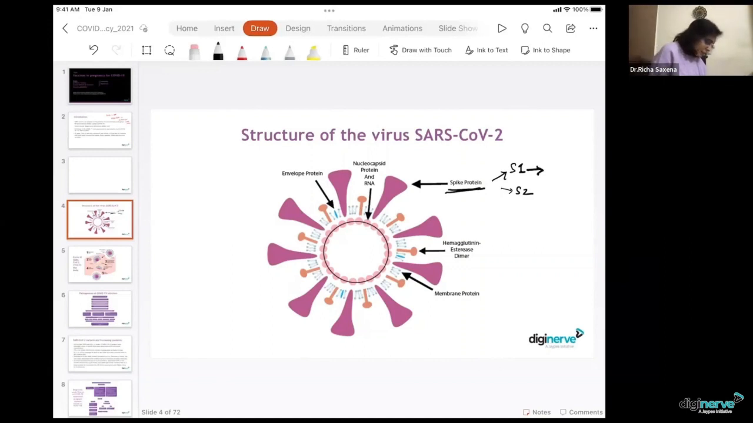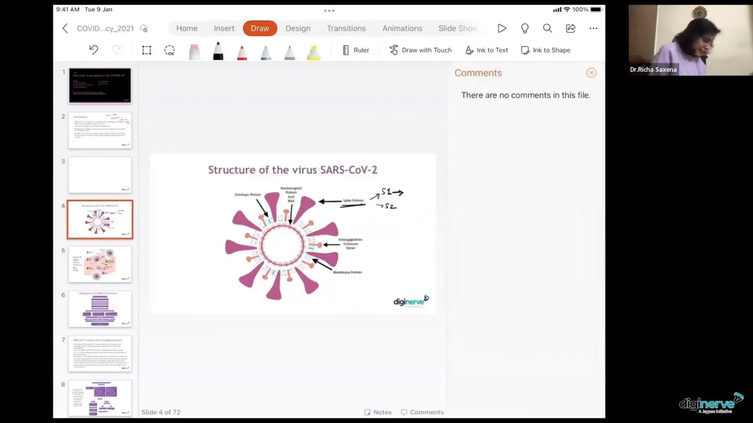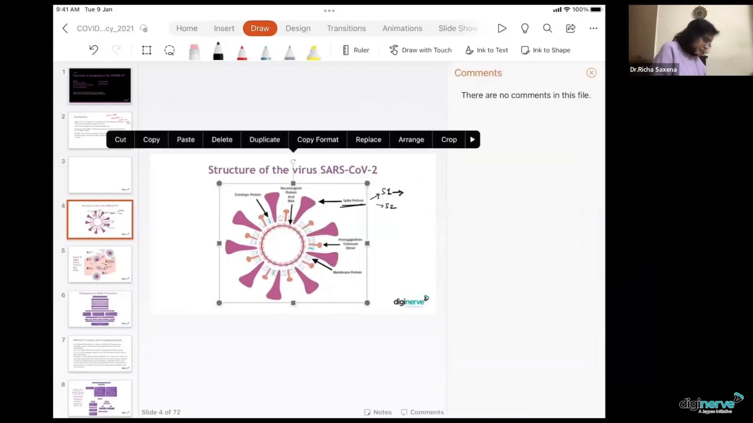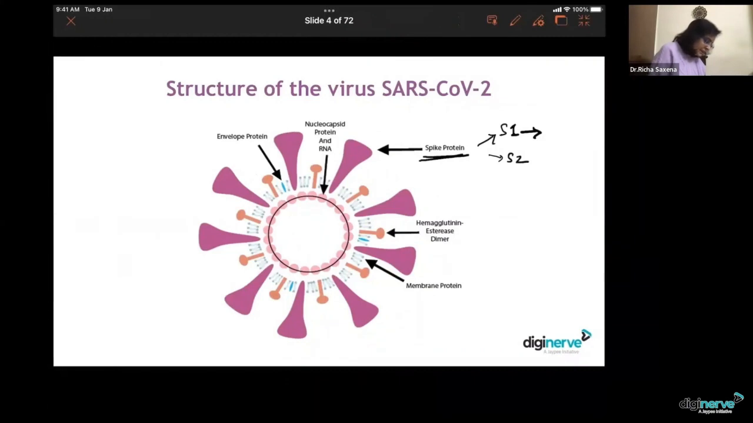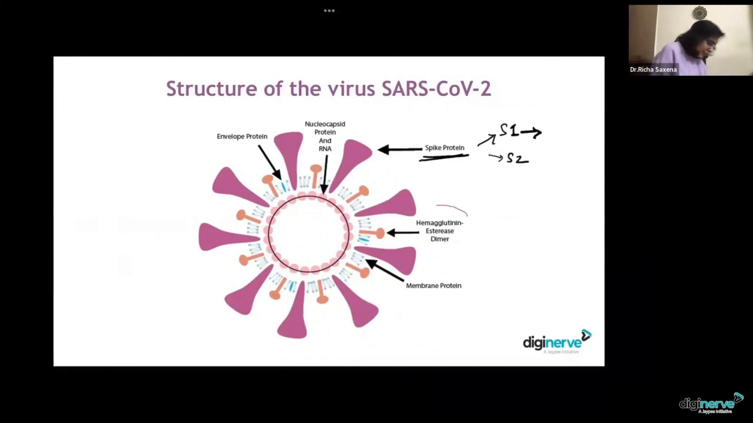Then there's another component, which is the hemagglutinin esterase dimer, which you can see here. The hemagglutinin esterase dimer, again, is for attaching to the sialic acid component of the glycoproteins present in the host cells. Then you have a membrane protein, which is the most abundant structural protein.